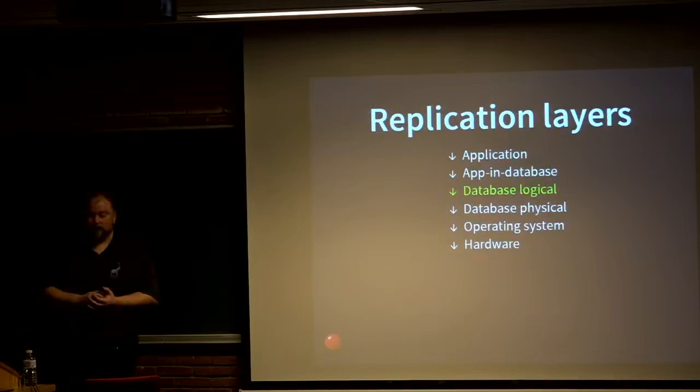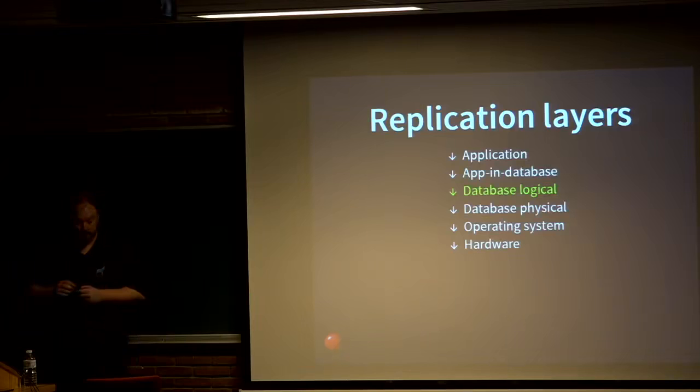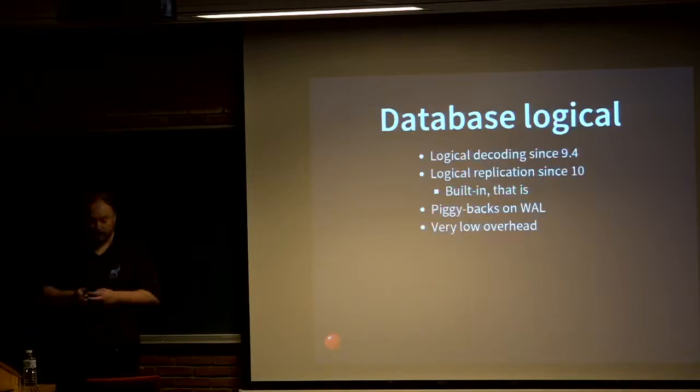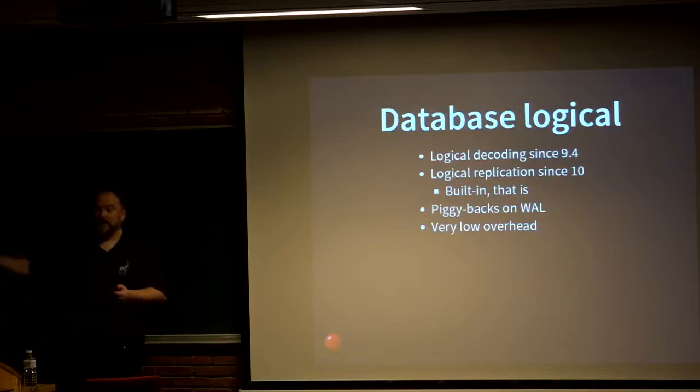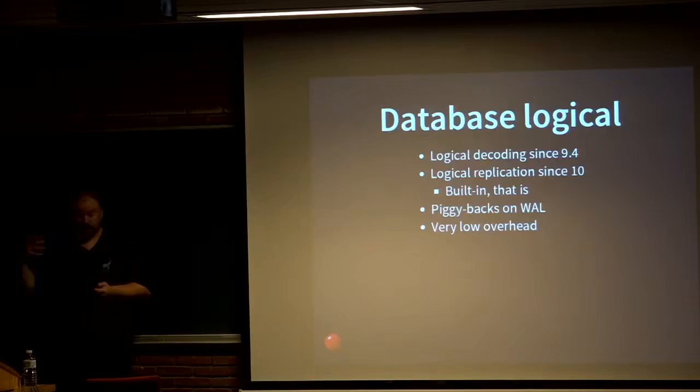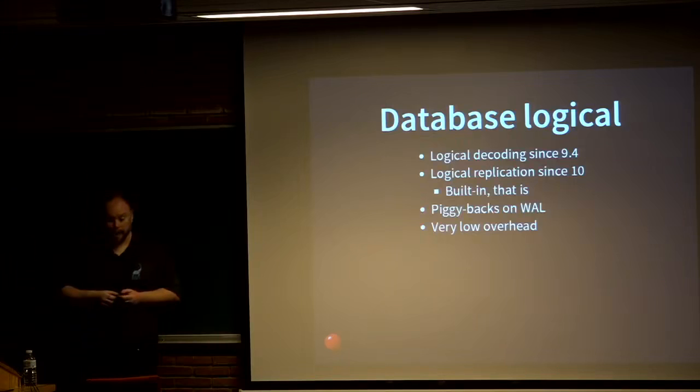So if we keep moving up the stack, database logical replication is the next level. This, as many of you probably know, is new in Postgres version 10. We actually added a lot of the infrastructure already in Postgres 9.4 with something called logical decoding. And then it's been built on that up until Postgres version 10, which is the first version that released with built-in actual replication sitting on top of this.